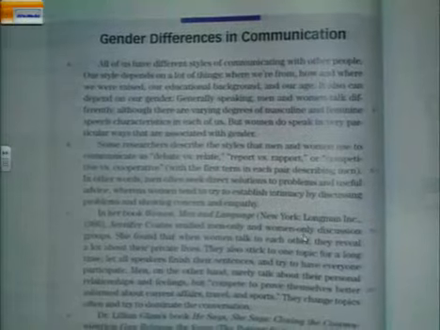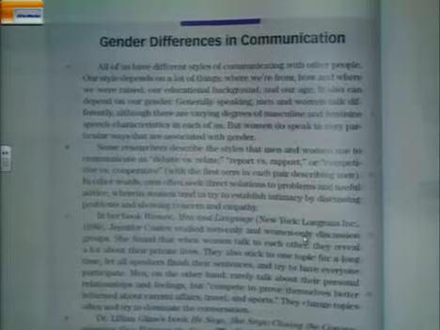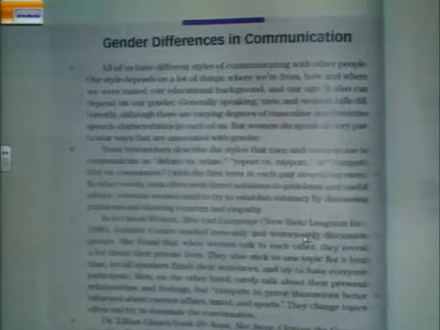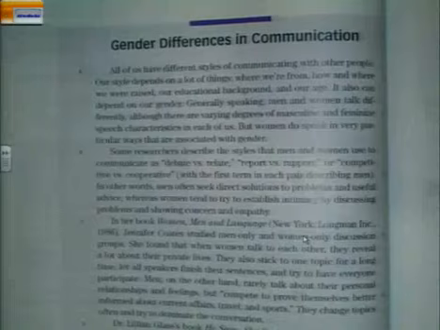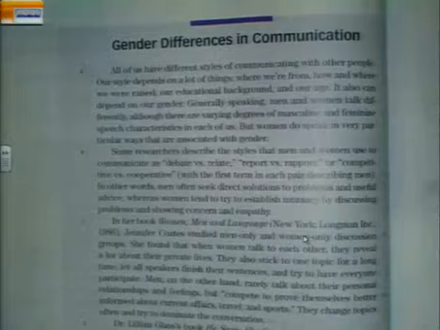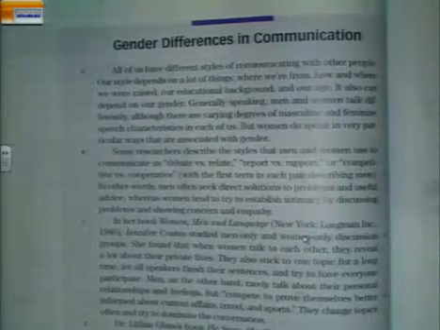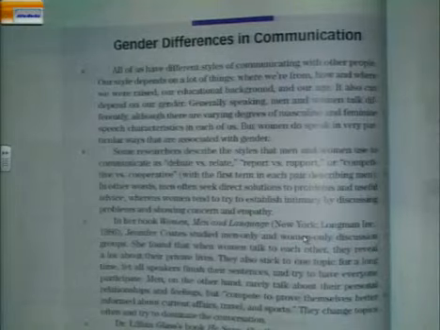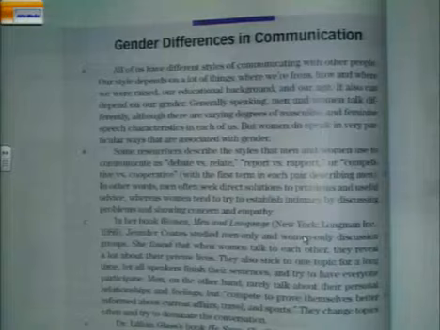Okay, so the title of the passage is Gender Differences in Communication. Now, the focus is communication. So it says, all of us have different styles of communicating with other people. So you could consider that to be a thesis statement being formalized here. Our style depends on a lot of things: where we're from, how and where we were raised, our educational background, and our age. It also can depend on our gender.